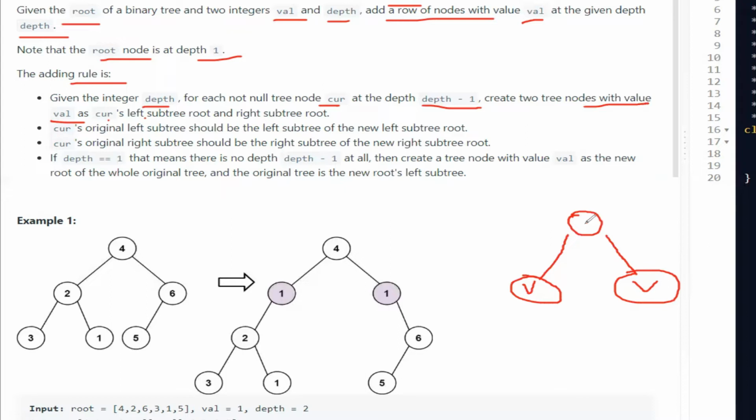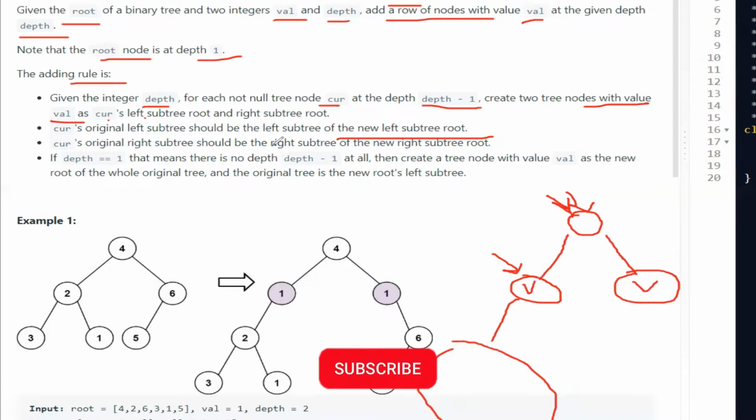Next, what do we need to do? This was the current node, and it had some left subtree and right subtree by default. We should expect that it had something previously. So the current original left subtree should be the left subtree of the new left subtree root. The new left subtree node is the one we created. Whatever this particular node's left subtree was previously, we'll add it as the left subtree of our new node.